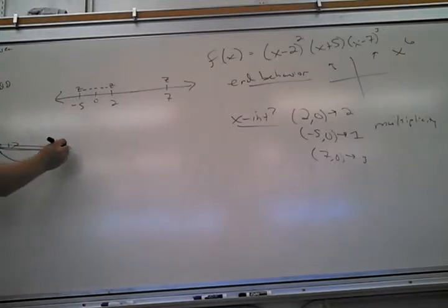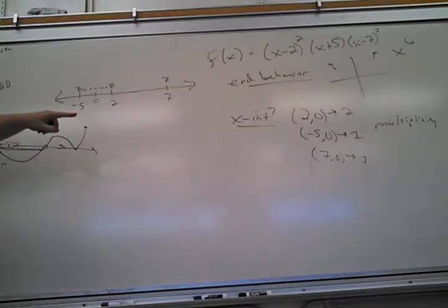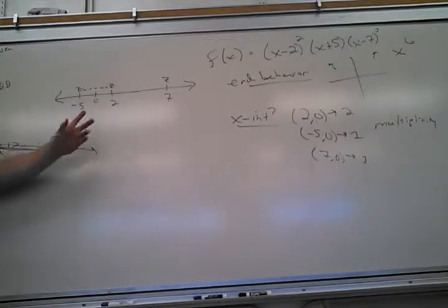Now what else might it do if it has a 0? It might turn. That's what I was talking about with the multiplicity. So that actually is a shortcut to what I'm doing right now. So keep going.